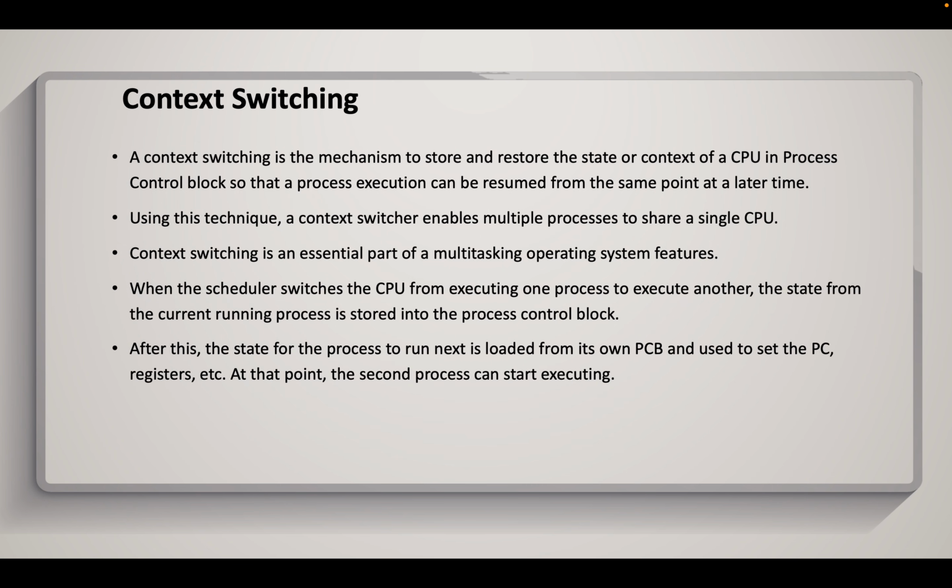Context switch. What do you mean by context switch? Moving a process from one queue to another queue is called a context switch. Context switching is the mechanism of storing and retrieving the state of a process from one place to another. For example, ready to running is a context switch. Running to wait is another context switch. Wait to running is also a context switch.